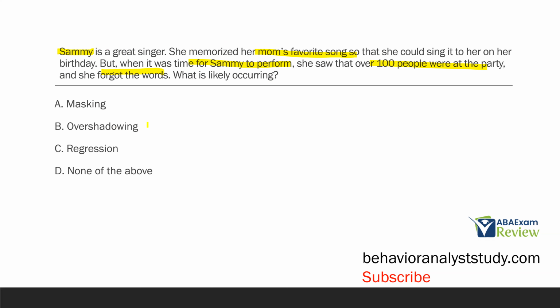Overshadowing is similar, but overshadowing is when the learning of the skill is overshadowed by something else in the environment. Masking, we know the skill, it's just being masked because of another stimulus in the environment. In this case, 100 people at the party. And then C, regression. As always, we don't use regression in technical terms. It's not a technical word. In practice and in casual conversation, you might say it. It is not an analytic term. What is likely occurring here is A, masking. Sammy's ability to perform is masked by the people at the party.